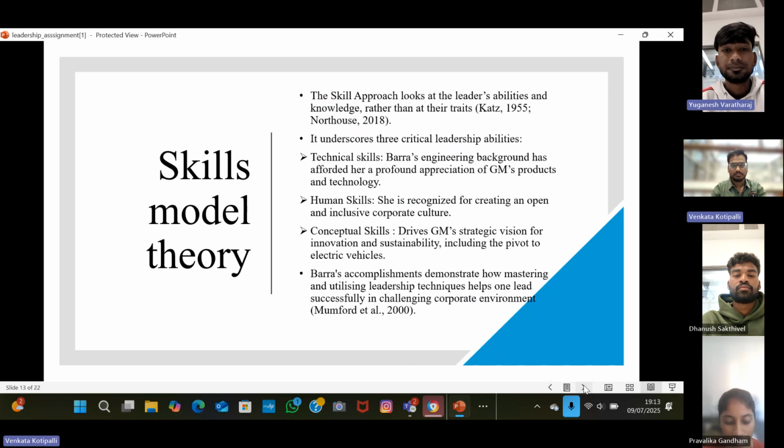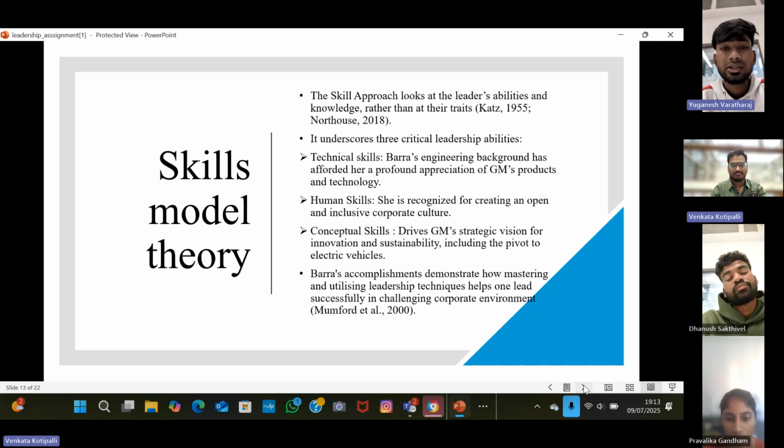Skills model theory. The skills approach looks at the leader's ability and knowledge rather than traits. Katz, 1955. Northouse 2018.